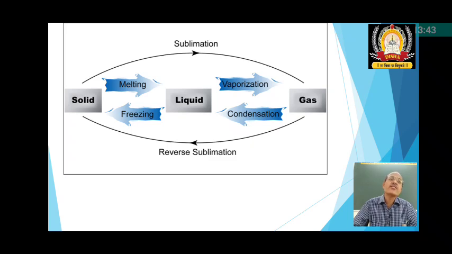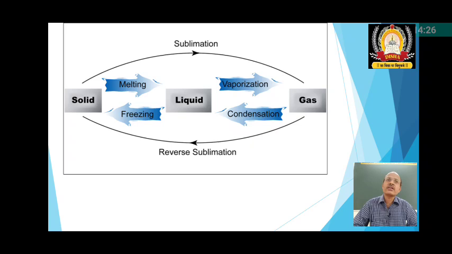Definition of melting, that means we can say melting. If liquid is converted into solid, then we call it freezing. Like that, liquid to gas is called vaporization, and gas to again liquid, condensation. So this is what we call interconversion of states. Solid to liquid is nothing but melting, liquid to solid is called freezing, liquid to gas vaporization, gas to liquid condensation. So gas to solid is nothing but reverse sublimation.